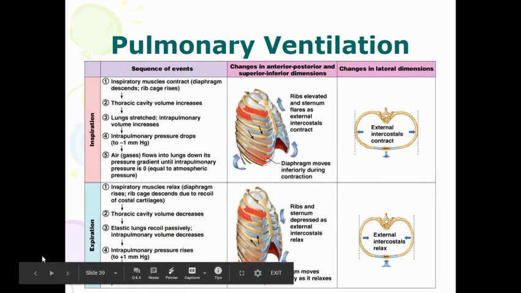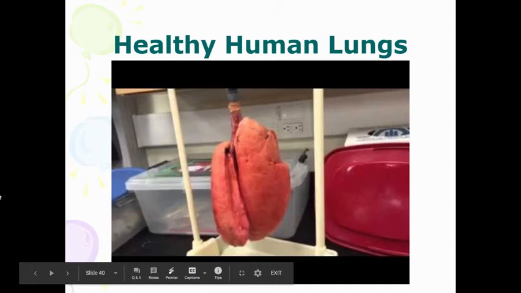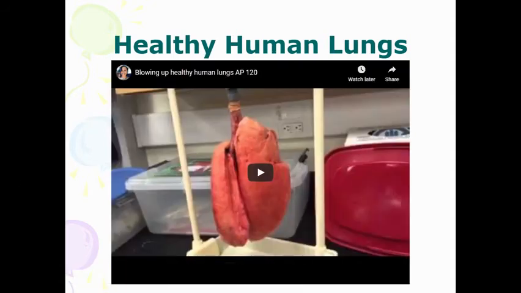So this is just a comparison of what happens in inspiration and expiration. This is a video showing healthy human lungs being inflated.